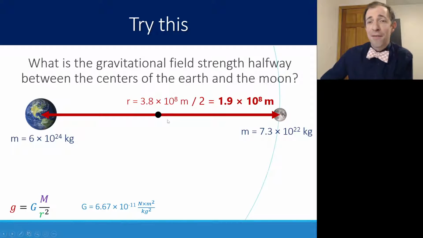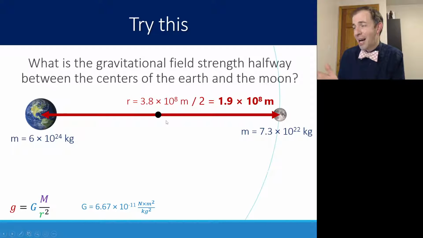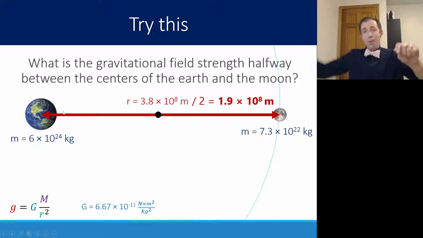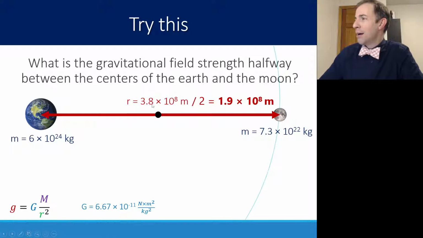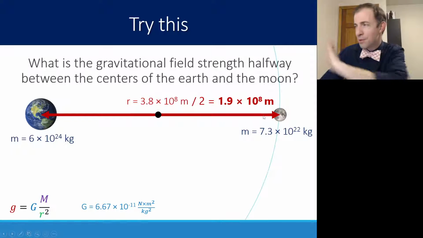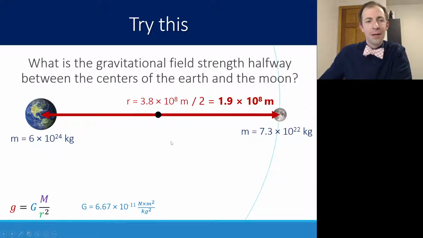To do that, I first need to know the distance that I'm going to use. I'm going to use half of the orbital radius of the moon. So instead of 3.8, I'm going to use 1.9 times 10 to the eighth, because this is that distance from the Earth. It's also that distance from the moon. So that will be the most useful value for me.